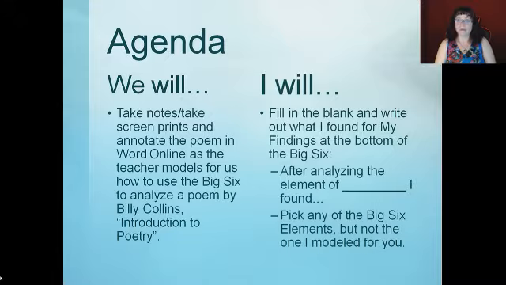By the end, you will fill in the blank and write out what I found from my findings at the bottom of the Big Six. You'll finish this sentence stem: After analyzing the element of, I'm going to do theme. You can do any of the other six, okay? But I'm going to do theme, so you can't do that one. I found, and you will tell me what you discovered. Pick any of the Big Six elements, but not the one that I modeled for you.